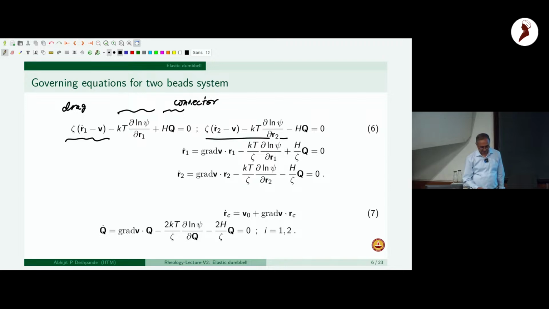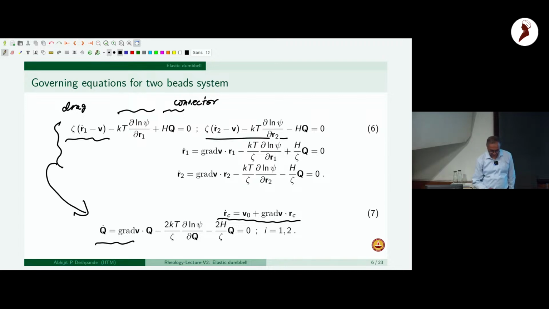And we can then recast them by saying that one equation is written for the center of mass motion, and the other equation is written for the change in Q. So basically these equations, which are force balances, can be transformed to Q and RC, instead of being in terms of the position vector of bead 1 and the position vector of bead 2, by just addition and subtraction of these equations. We can eventually obtain these two governing equations. And so this is basically the evolution equation for Q.